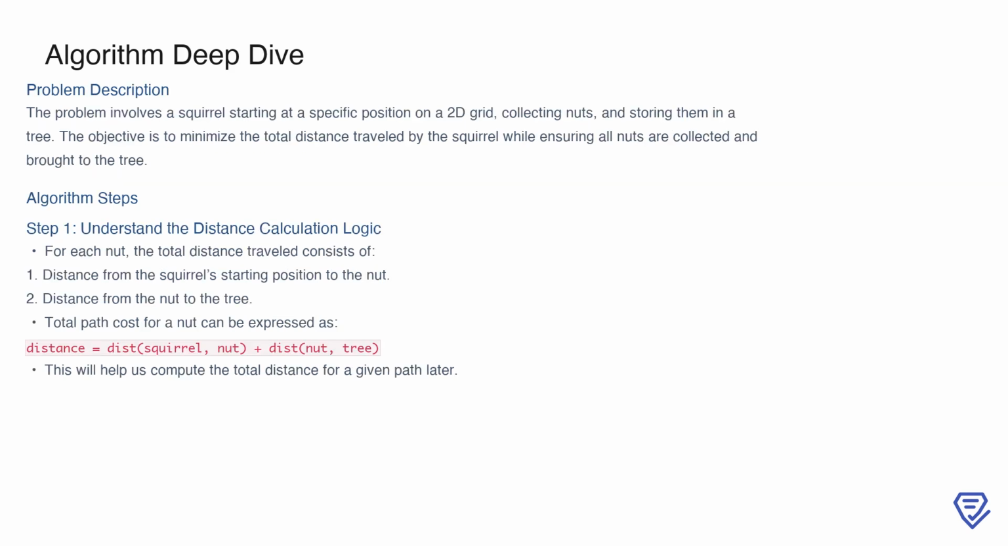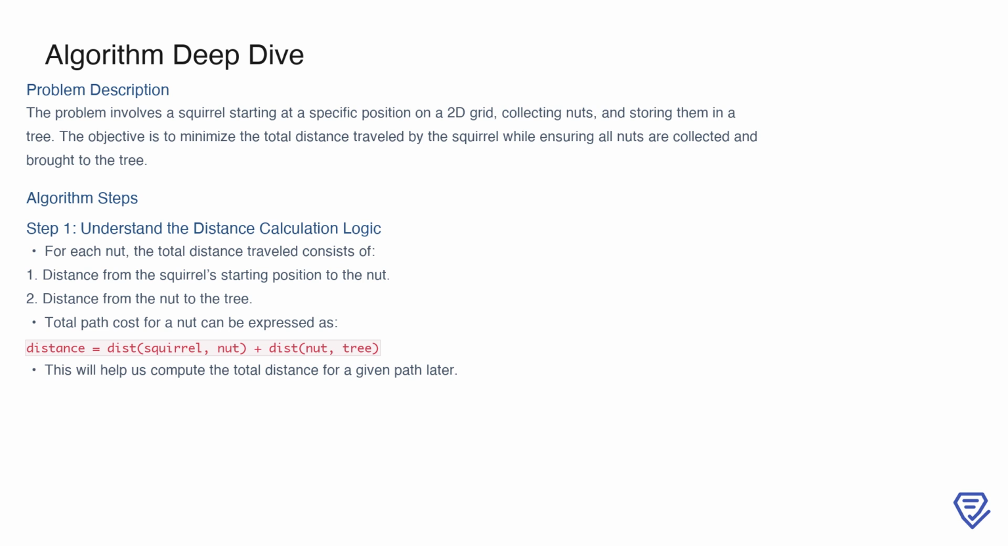In this problem, we're tasked with helping a squirrel collect nuts scattered across a 2D grid and deliver them to a tree. The goal is to minimize the total distance the squirrel travels while ensuring every nut is collected and brought to the tree. To do this, we need to carefully calculate the squirrel's path. Let's begin by understanding the distance calculation logic.